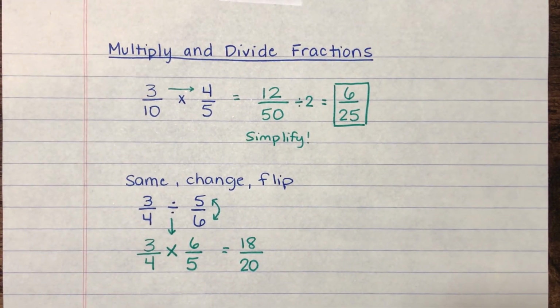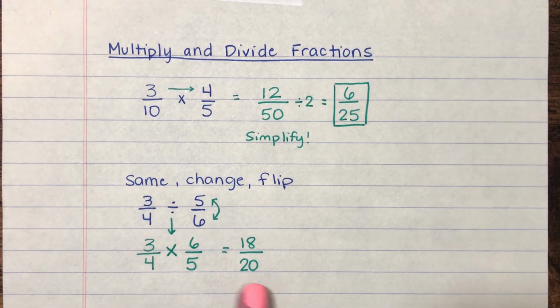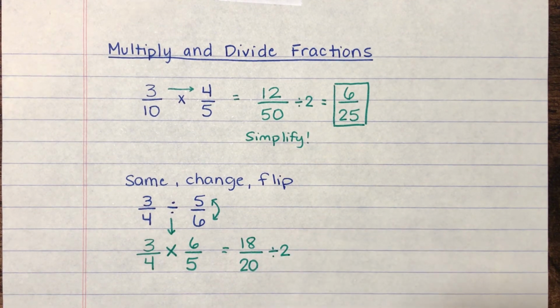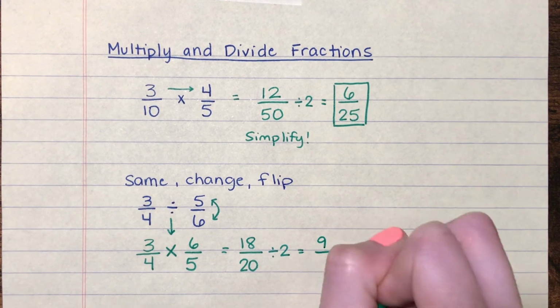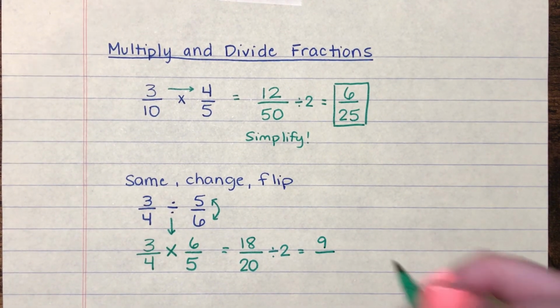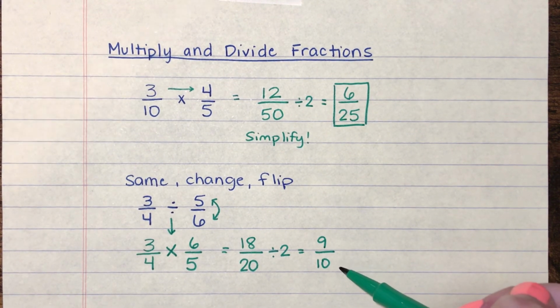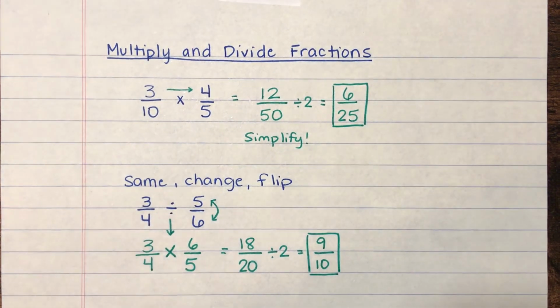Again, I want to simplify this problem, so I'm looking at those numbers to see if there's anything that I could divide them both by. Again, I notice they are both evens, and evens can always be divided by 2. And 18 divided by 2 leaves me with 9. 20 divided by 2 leaves me with 10. And I know, just looking at those two numbers, they're too close together, and there's nothing that I can divide them both by. So I get a final answer of 9 over 10.